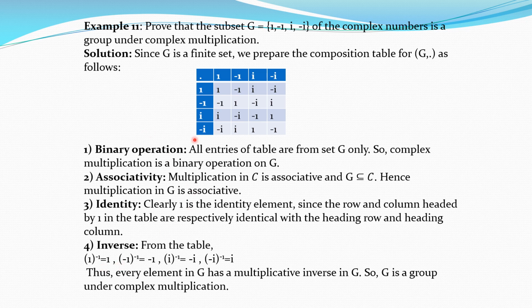In the row of minus I, 1 is here. The corresponding heading row element is I. So the inverse of minus I is I. Thus, for every element in G, we got a multiplicative inverse. Thus, binary operation, associativity, identity, inverse, all properties are satisfied by G. Hence, we can say that G is a group under complex multiplication.